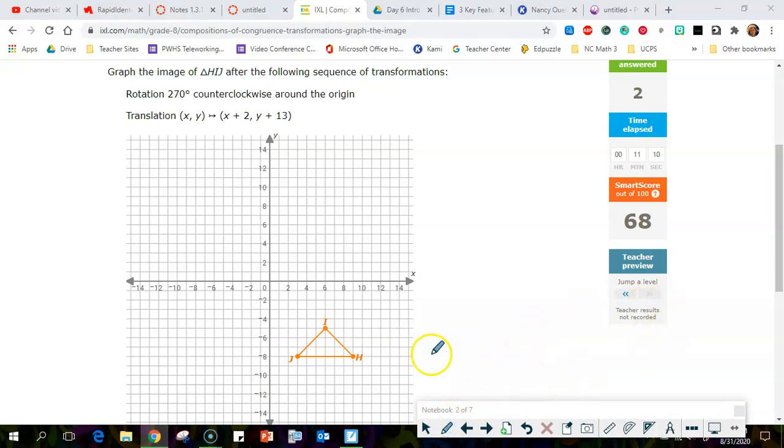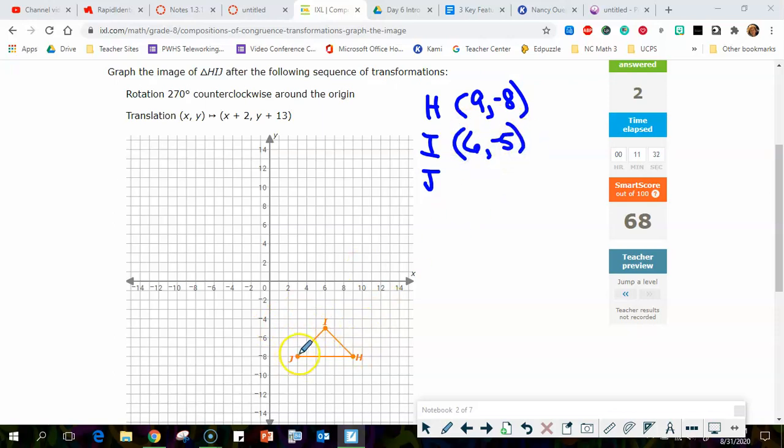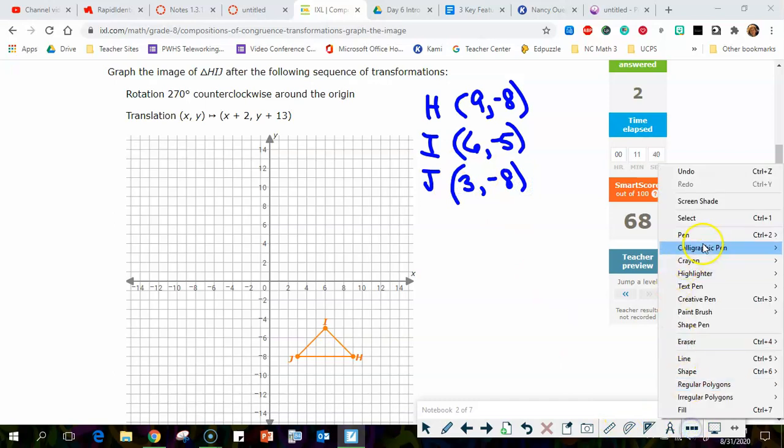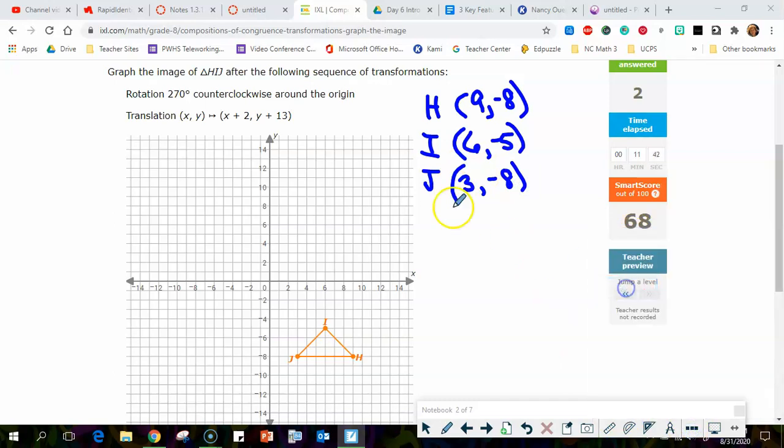Okay, so let's figure out what our coordinates are. We have H, I, J. H is 9, negative 8. I is 6, negative 5. And J is 3, negative 8. Okay. Different color pen. I like using different color pens. Let's go red for the rotation.